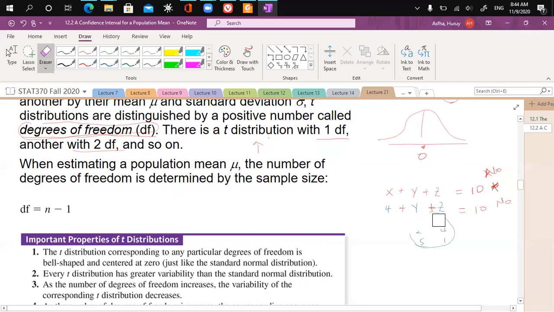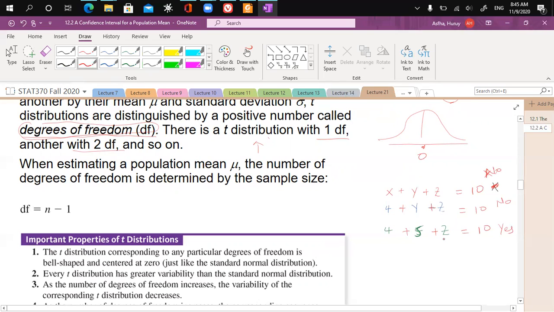Now, how about this is 4. This is, let's say, 5, and this is z. How about now? Can we determine the value of z? Well, definitely yes.